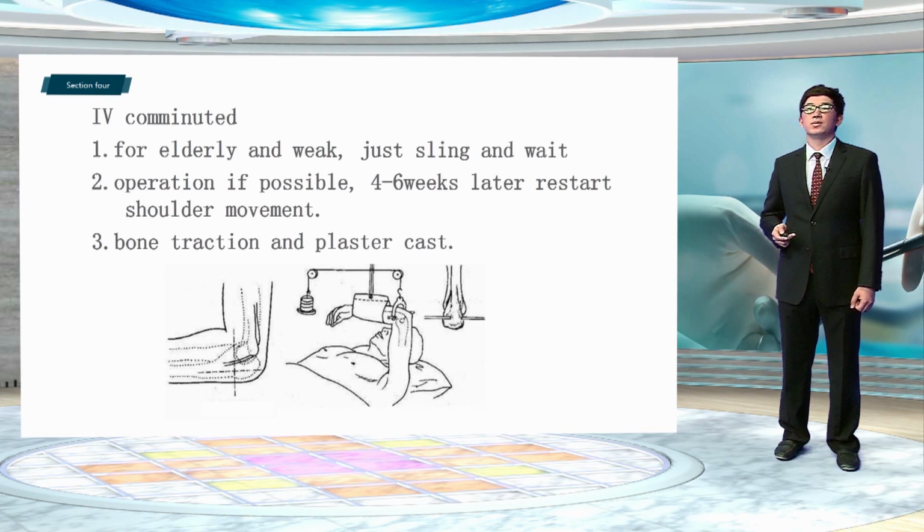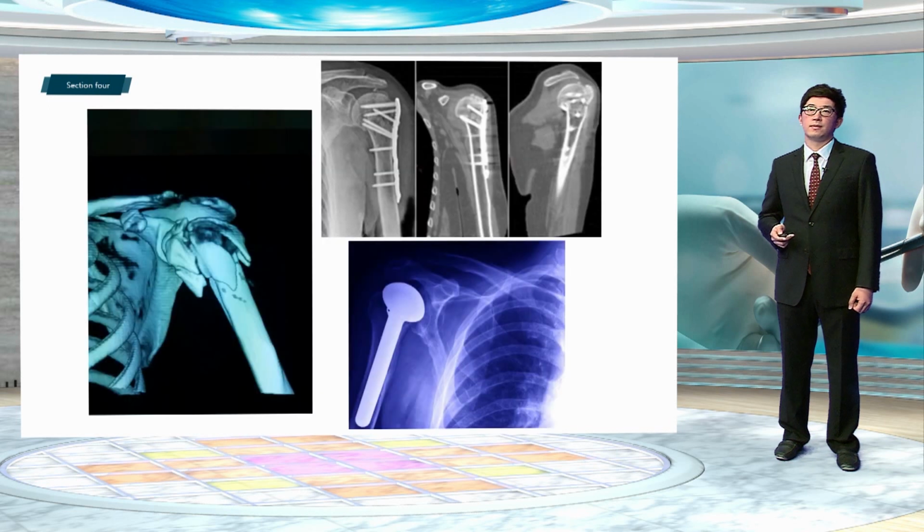We can also use bone traction and plaster cast. This picture shows the fracture and how we do the surgery. We can use plates and screws. Also, we can use artificial joint.